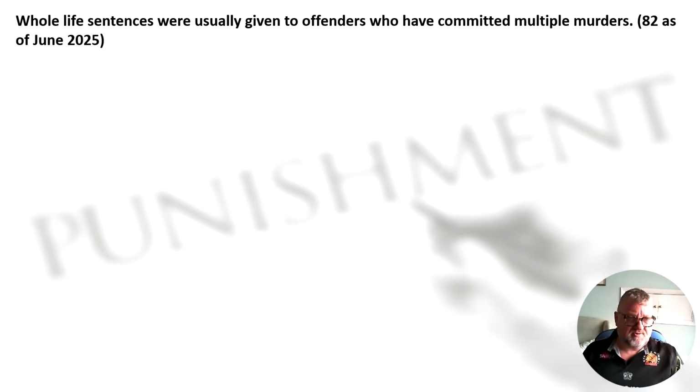Now, as of June 2025, there were 82 people serving whole life sentences. So they will die in prison. They will not get out. They'll never be allowed parole. So I picked 3 of the most famous so you can illustrate this.